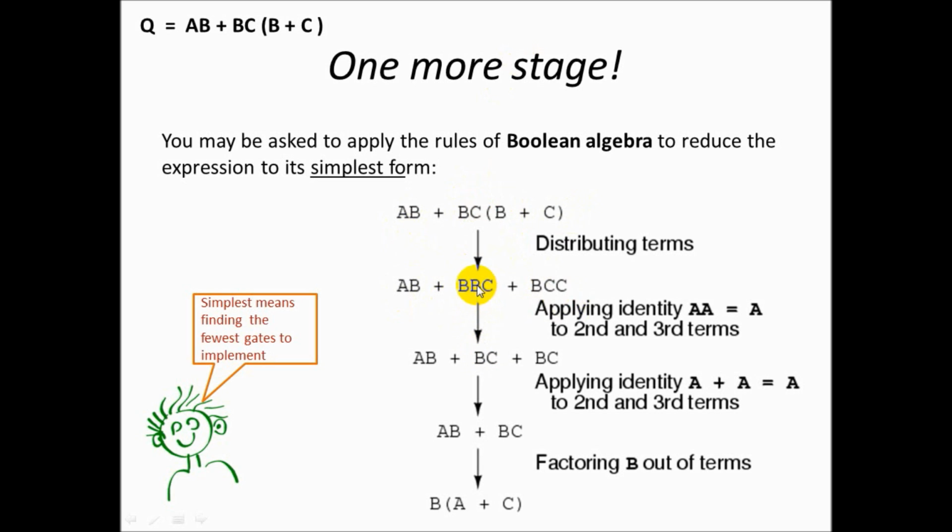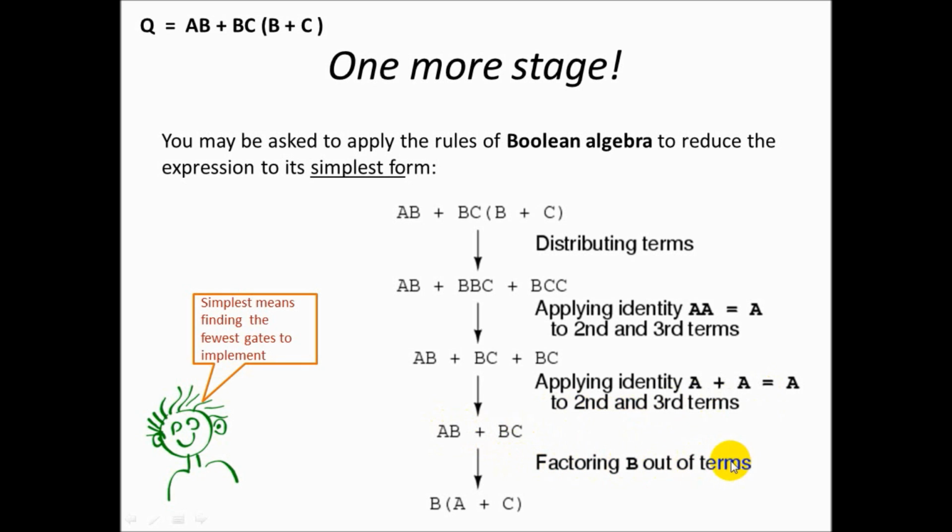Let's simplify that. We know that BBC is BC. Well, in algebraic terms, 1B times 1B is just simply B, or 1B, if you like to imagine a 1 in front of it. C obviously is singular, and likewise the CC becomes a C. We call that applying identity if you want to know the term, but I don't think you need to know the term in AS computing. So the A plus the A equals A. This is to the second and third terms. Now we end up with AB or BC.